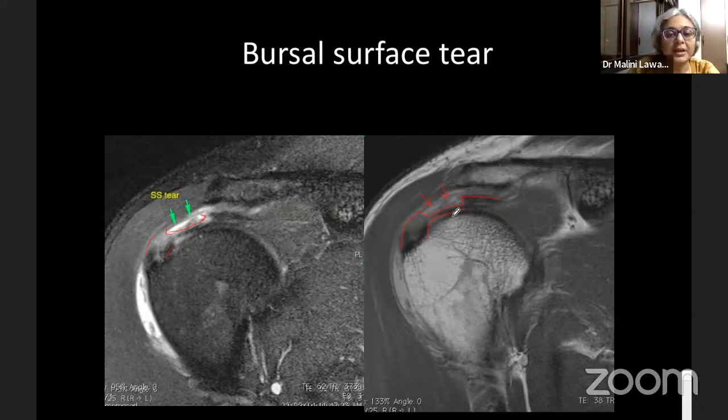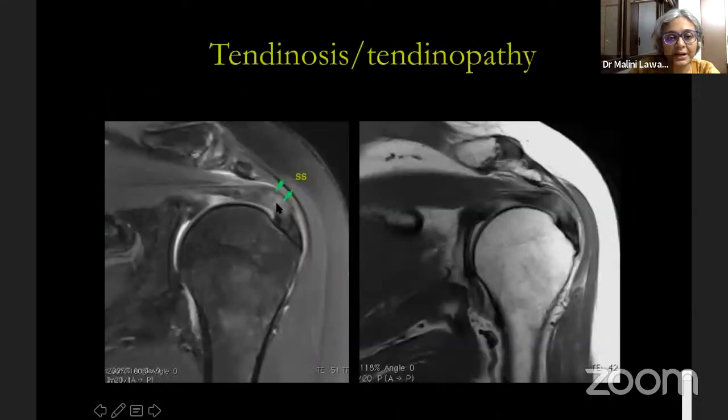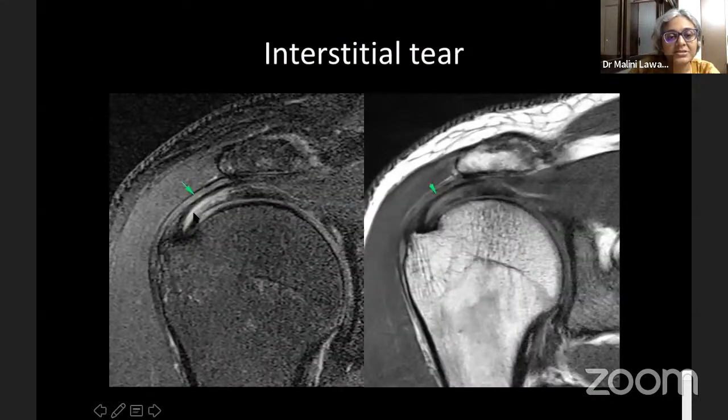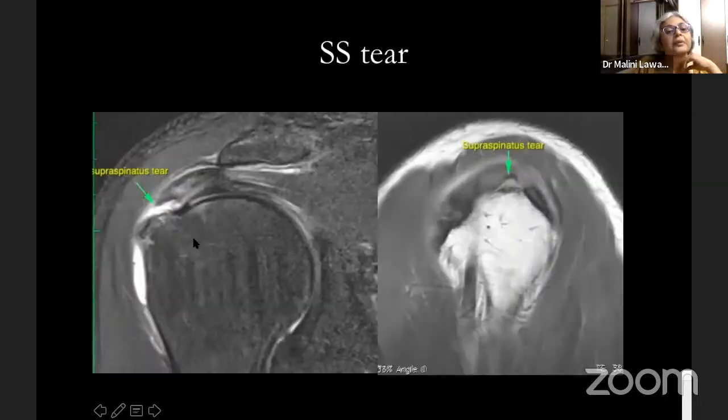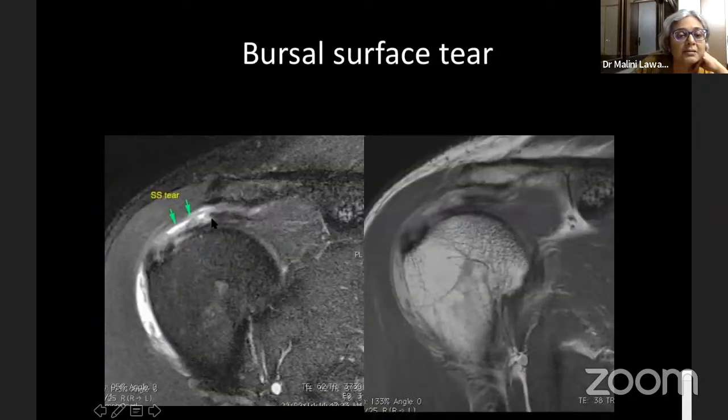So we saw interstitial tear. First we saw tendinosis. Then we saw interstitial tear. Next we saw footprint articular surface tear. Now we can see footprint bursal surface tear, and we need to look at the AP dimension on the sagittal image to also decide the number of anchors which will be put. Here is a critical zone, more than 50% thickness supraspinatus critical zone bursal surface tear.